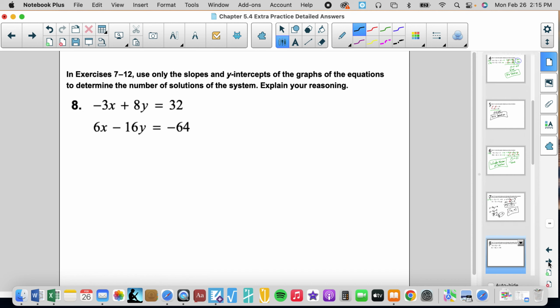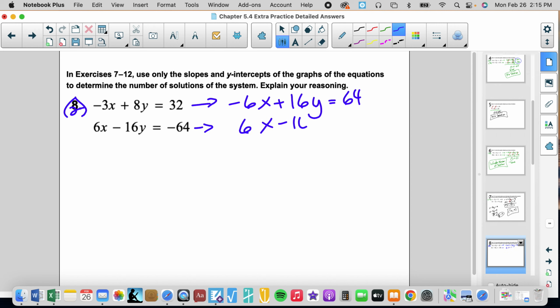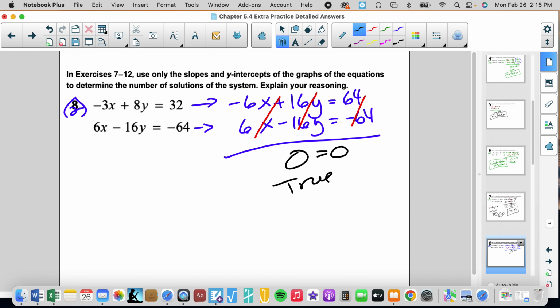Let's multiply the top by +2. That produces -6x plus 16y equals 64. Let's bring that one over. 6x minus 16y equals -64. Cancel, cancel, cancel. 0 equals 0. That's a true statement. So infinite number of solutions.